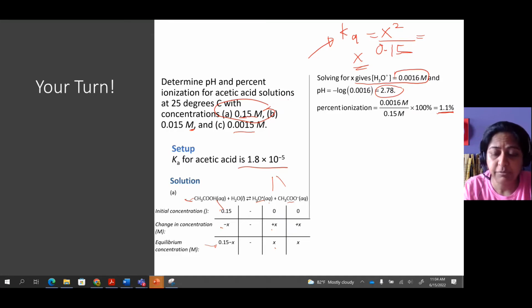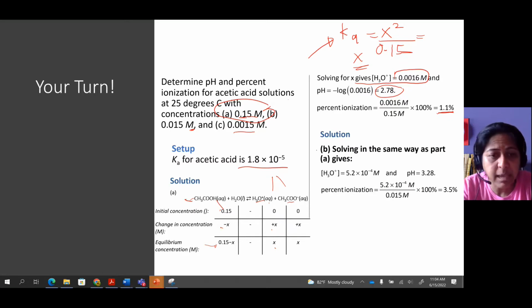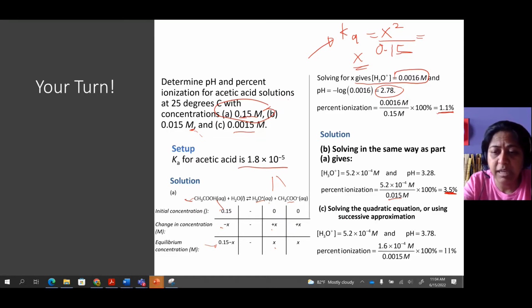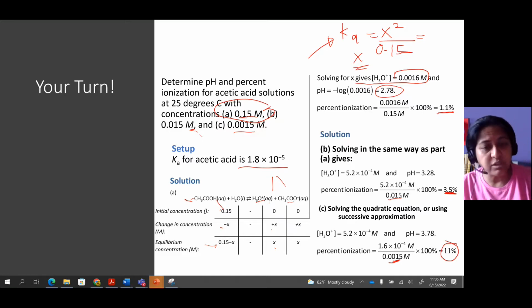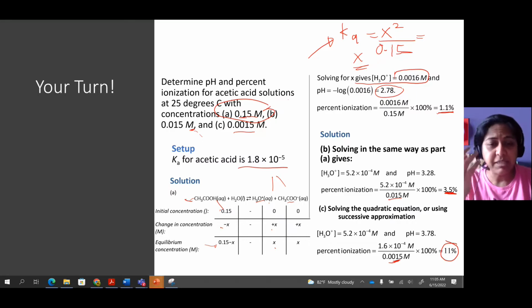Then the pH was calculated for that as 2.78, and the percent ionization was determined as 1.1 for the acid of 0.15. When we use the same format to solve for condition B, when the initial concentration equals 0.05, now the percent ionization was a little bit increased. Solving again when the concentration was even lower, you will see the percent ionization was greater. So as the concentration of the acid gets lower, the percent ionization increases slightly.